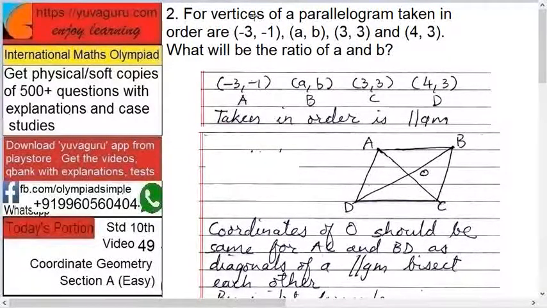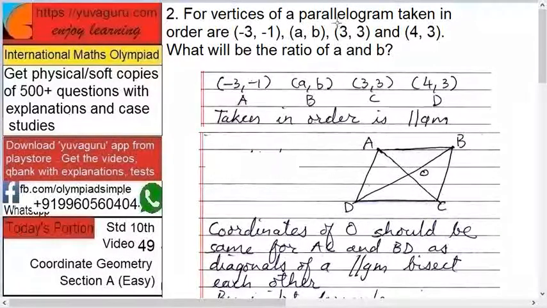Next, four vertices of a parallelogram taken in the order (minus 3, minus 1), (a, b), (3, 3) and (4, 3). What will be the ratio of a and b? Here, these are the vertices A, B, C, D, and these are taken in order. So we want the ratio of a is to b.